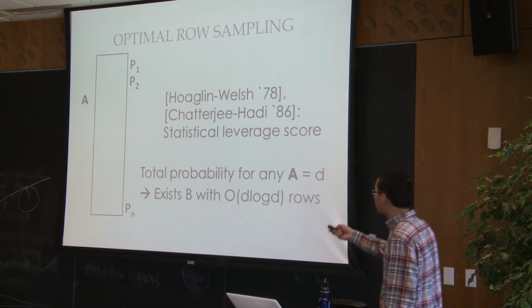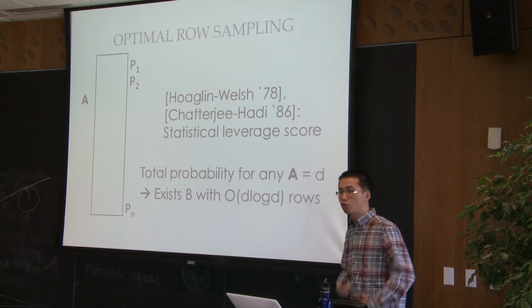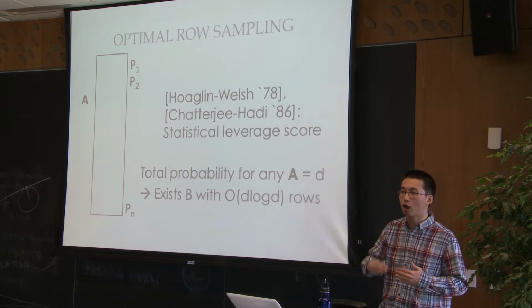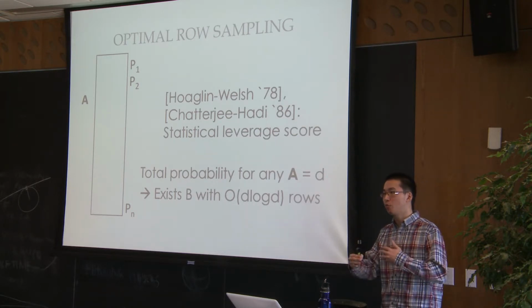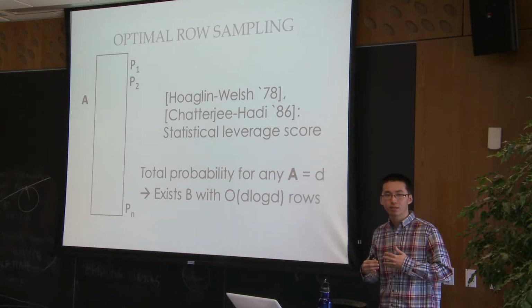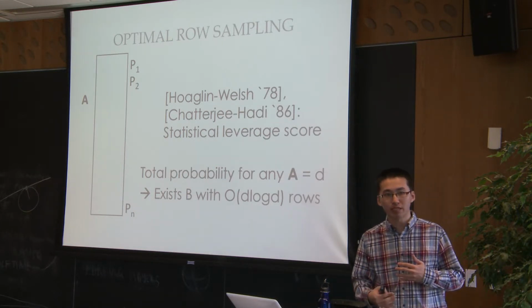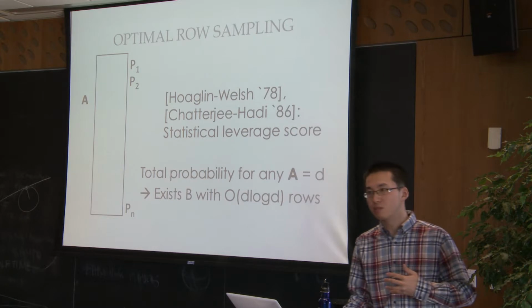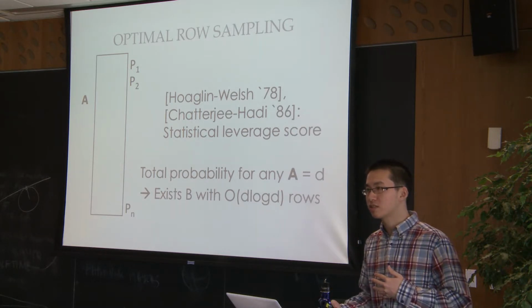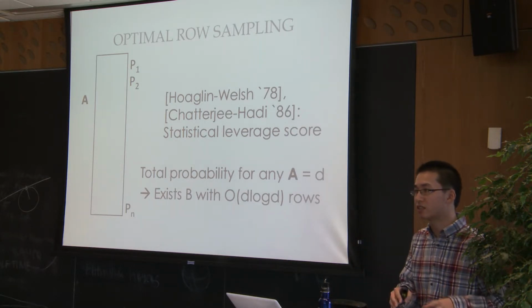Furthermore, what's interesting about these numbers is that the total probability, summing over all the rows of A, is d. So if you add up these probabilities, the total is d. The implication is that if you sample by these probabilities, there exists a matrix B with about d log d rows, such that B is almost the same as A in the outer product sense.